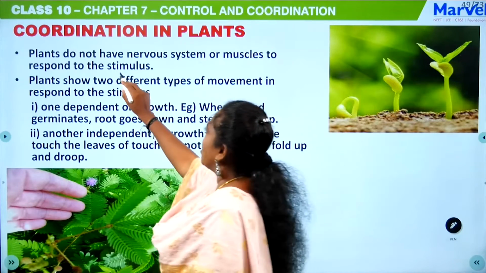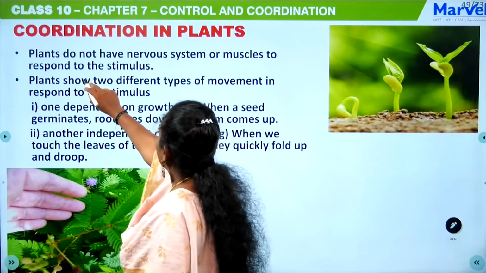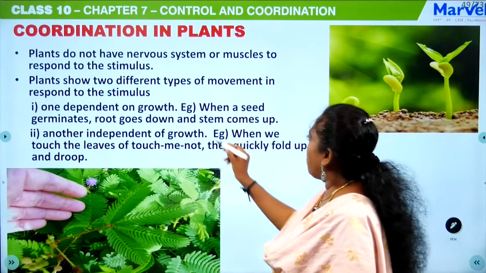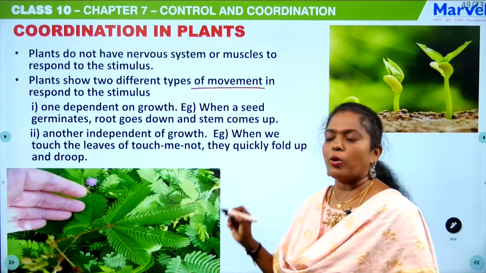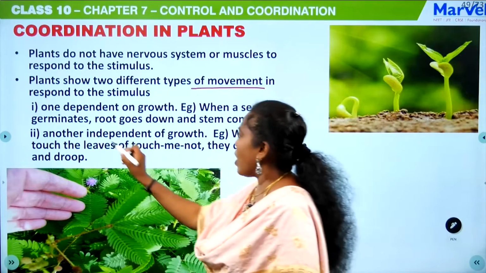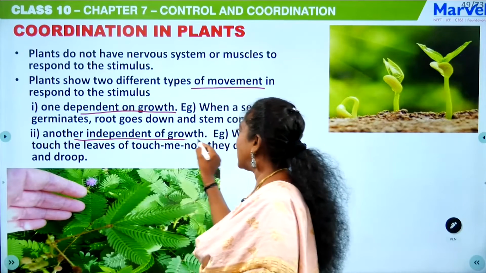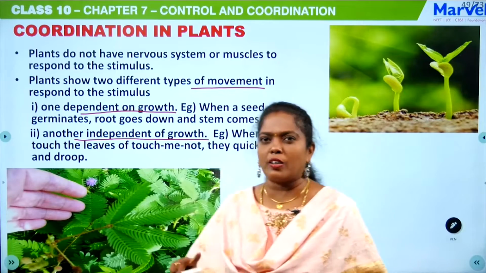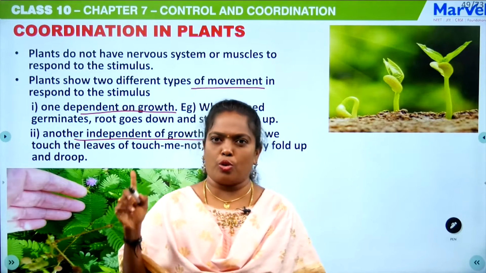The plants do not have a nervous system or muscles to respond to a stimulus. Then how are they responding? The plants show two different types of movement in response to a stimulus. One is dependent on growth and the other one is independent of growth.